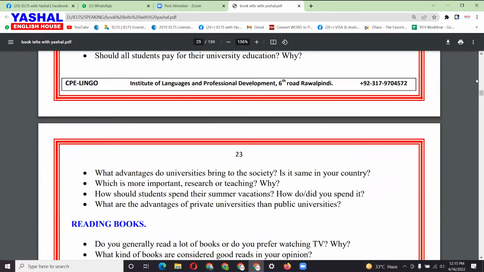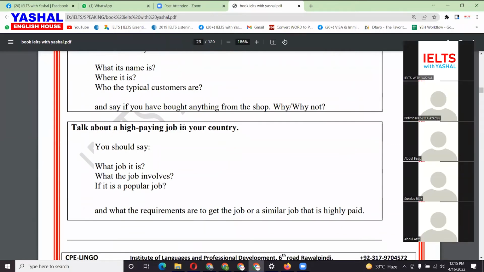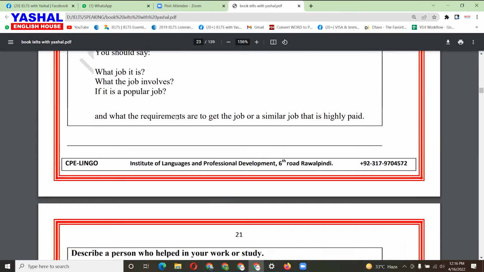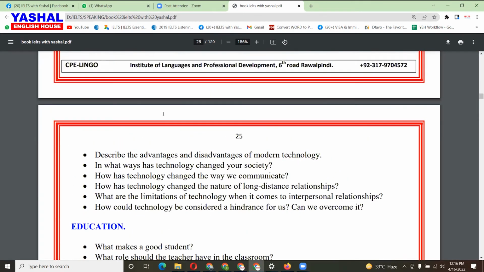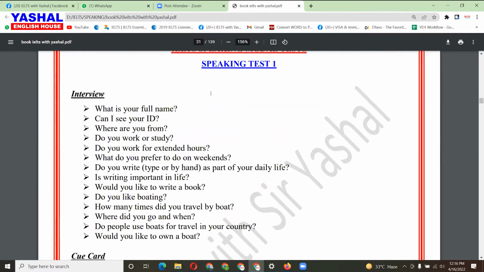For example, your part two is cue card, and your cue card is about talk about a high paying job in your country, right? Then your part three would be relevant to high paying job. It can be about job, it can be about business, it can be about salaries, it can be about experience, it can be about job satisfaction. So we call it part three. Part three would be followed by part two, and after that these are the model answers we have prepared.